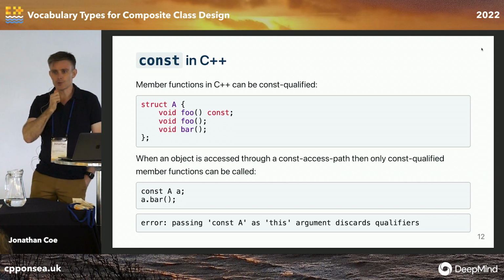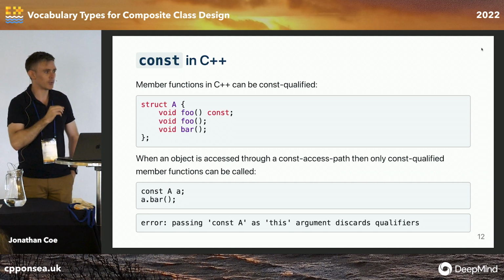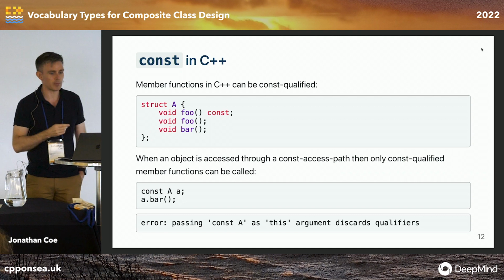So no code is great. If you can avoid writing code altogether, that's good. If you can't avoid writing the code, if you can get the compiler to make sure your code is doing the right thing, that's probably the next best thing.